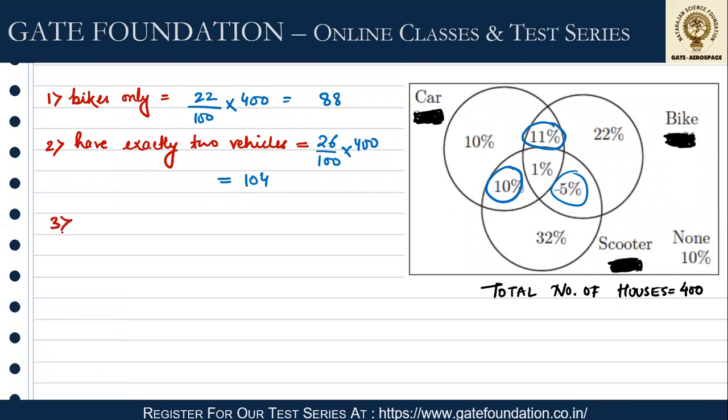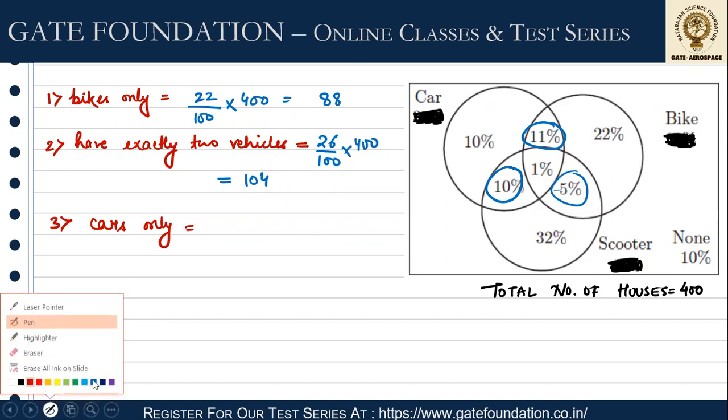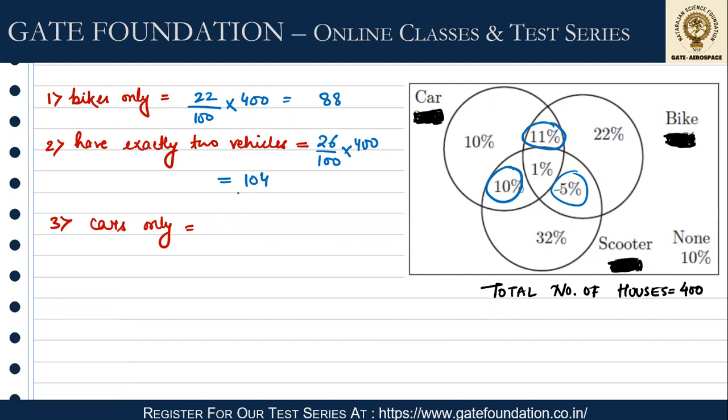Let's do the third part. The people or number of houses which have cars only. 40. 40 people. 10% is given, 10% of 400 we are supposed to find out. So 10% of 400 will be 40. Now the fourth one, those who have only one vehicle. Only one vehicle.